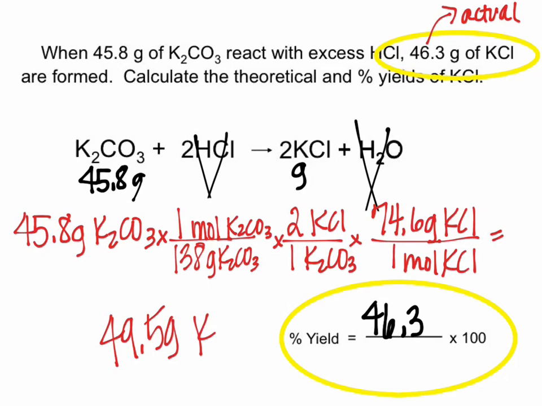49.5 grams of KCl. So theoretically, in a perfect world, if everything went correct, we should get 49.5 grams of KCl. So I'm going to put that down here in my equation and solve for that. Tell me what is our percent yield. 93.5%? Good. I would say anything above 90% is good.